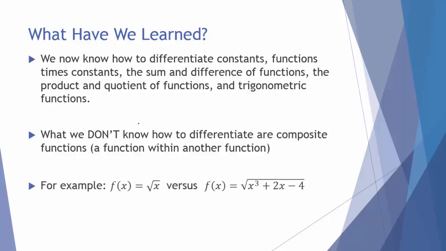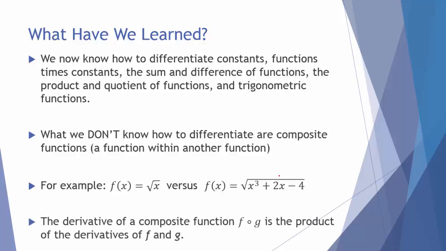So for example, if we want to differentiate f of x equals the square root of x, we know how to do that. We treat the radical as a power of 1/2, and then we just use the power rule. The derivative of that function would be 1/2 times x raised to the negative 1/2. But what we don't know how to take the derivative of is a square root function that has another function substituted under the radical instead of just x. The derivative of a composite function, f composed g, is the product of the derivatives of f and g.